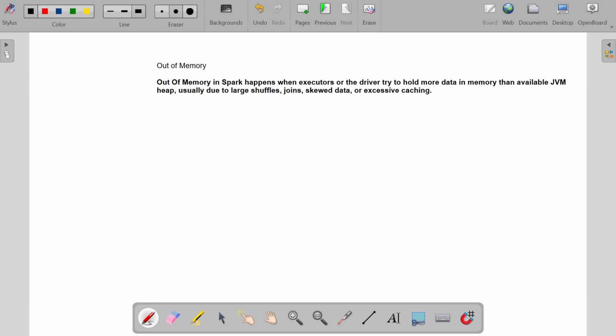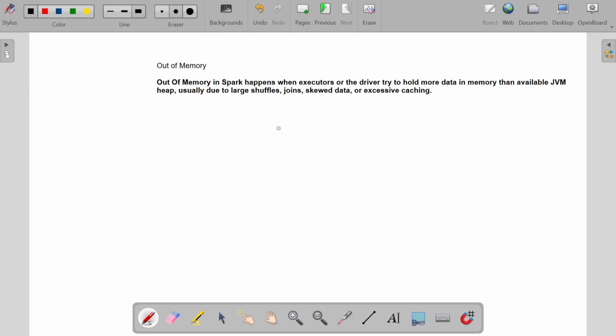Out of memory happens when executors or the driver try to hold more data in memory than is available in the JVM, usually due to large shuffles, joins, skewed data, or excessive caching. In simple terms, let's say you have 100 MB of memory and you're trying to load 120 MB of data. You only have 100 MB, but you're trying to load 120 MB. That's where the memory overflow, out of memory, happens. It basically says, hey, I don't have enough memory here. That is what out of memory means.